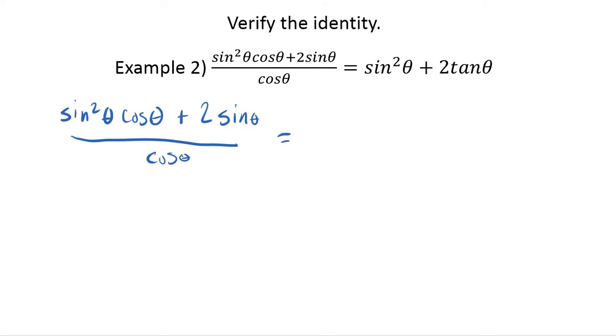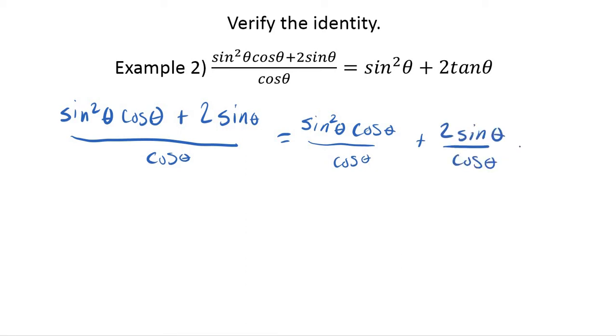Well, one thing we could do, notice here we have two totally separate terms, where here we have a single term. Let's separate it into two terms by writing each of these expressions on the top over our denominator. So let's just split it in two. So we've got sine squared theta cosine theta all over cosine theta, plus 2 sine theta over cosine theta. So there's one step. We just broke it into two.